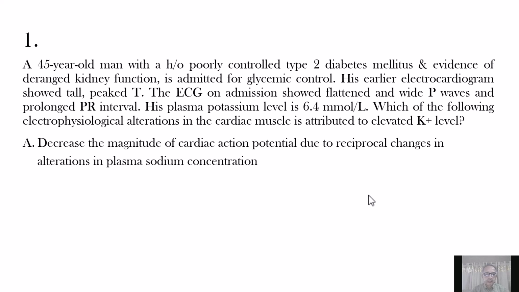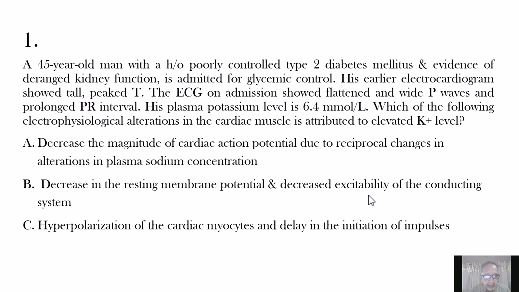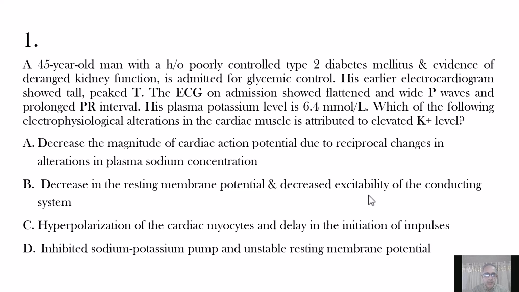Options are: Option 1, decrease in the magnitude of cardiac action potential due to reciprocal changes in the plasma sodium concentration. Option 2, decrease in the resting membrane potential and decreased excitability of the conducting system. Option 3, hyperpolarization of the cardiac myocytes and delay in initiation of impulses. The last option is inhibited sodium potassium pump and unstable resting membrane potential.